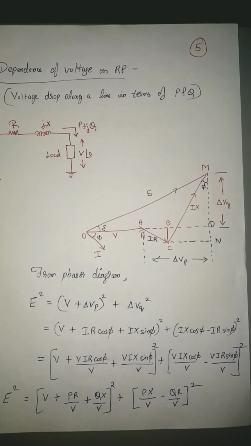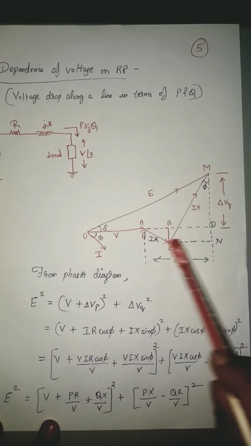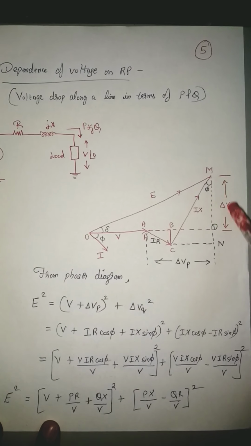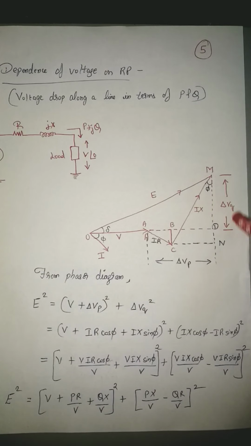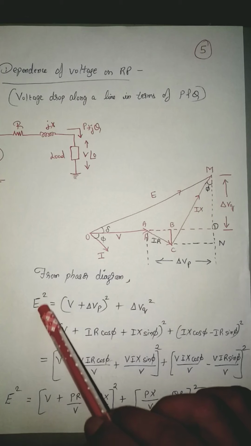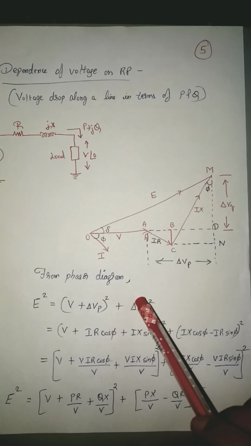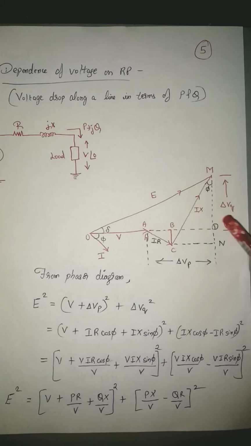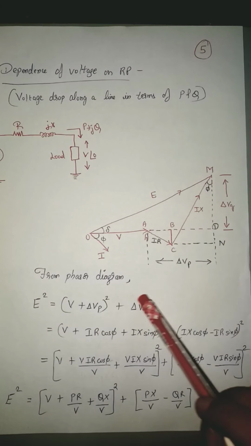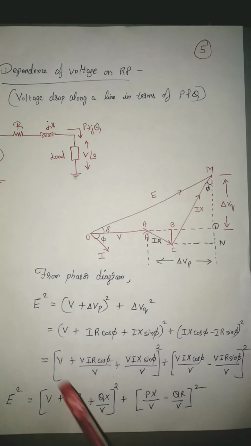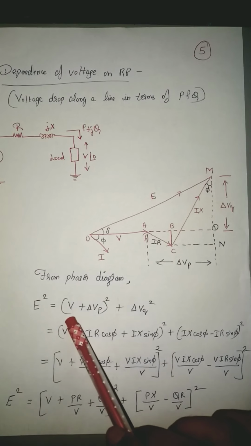In the actual scenario, if you consider V plus delta Vp and delta Vq, this vertical component delta Vq is very much small compared to V plus delta Vp. So you can neglect this delta Vq. In this expression, E square is equal to V plus delta Vp whole square plus delta Vq whole square. Since this value happens to be very small practically, it can be neglected and you will be left with E square is equal to V plus delta Vp whole square.